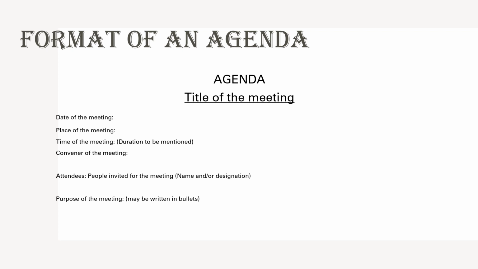Then the agenda will also have a list of people who are attending the meeting. If you're calling a department and every individual of that department, you need not write the names of each and every individual. Only writing the department's name will do. If you want specific people from different departments or one department to come, then in that case you may write the people's name or designation.